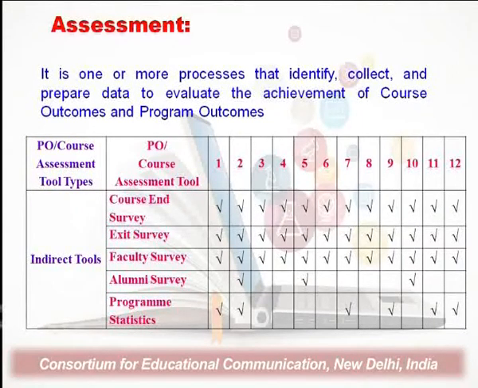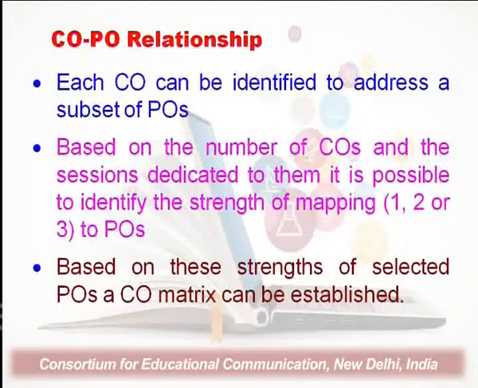Now, assessment is one or more processes that will identify, collect and prepare the data to evaluate the achievements of the course outcomes and to prepare the program outcomes. So, when you talk about the course assessment tools, here we are talking about the course end surveys, the exit surveys, the faculty surveys and the program statistics. All these aspects are the indirect tools. So, these direct as well as indirect tools are used to understand the program outcomes attainment.